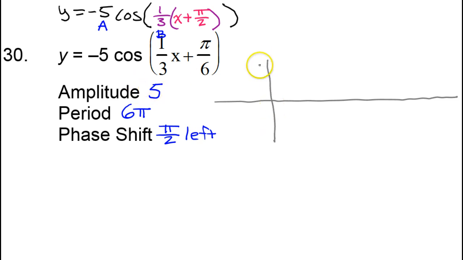Alright, since the amplitude is 5, I am going to go up to 5 and I'm going to go down to -5. Since the period is 6 pi, I'm going to go over here to 6 pi and put 6 pi. If I go halfway, that should be 3 pi. If I go half of that, that should be 3 pi divided by 2, 3 pi over 2.